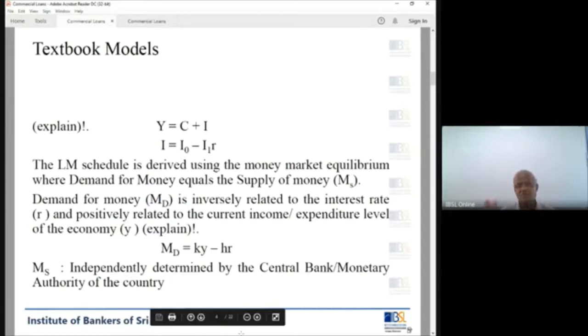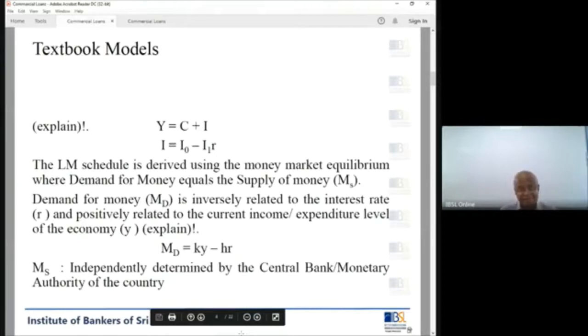Demand for money equals supply of money. Who demands money? People, economic players, demand money. The demand for money depends on interest rates and on income. There is a negative relationship between the demand for money and the interest rate.